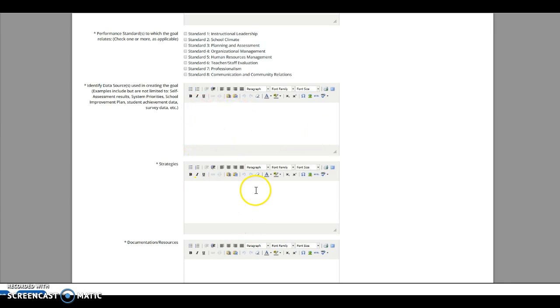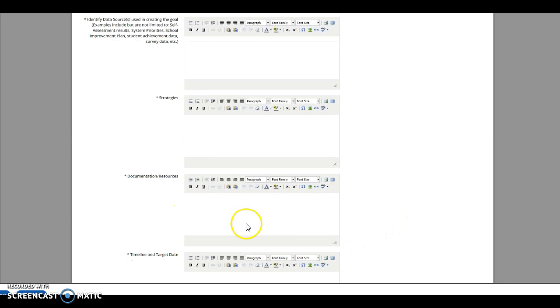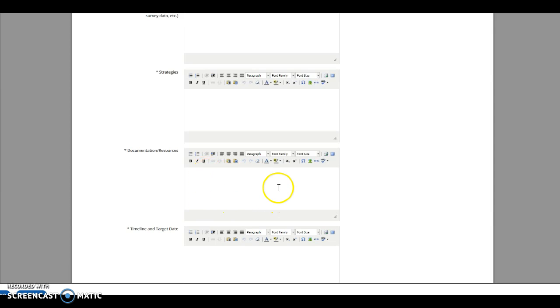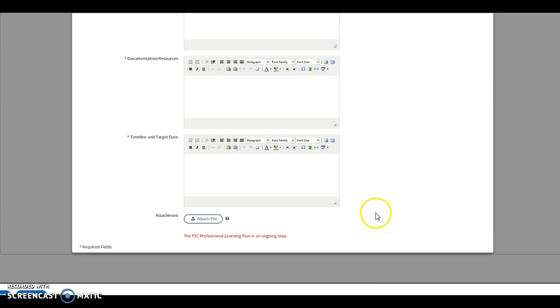Then I break it down. This is what I'm going to do. I am going to participate in, whatever, this is your strategies. This is how you're going to document those. How will we know that you have met your goal, and then your timeline. All right, so that would be just for goal one.